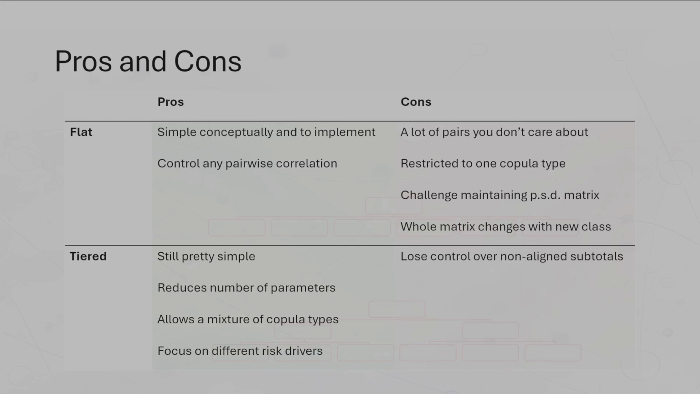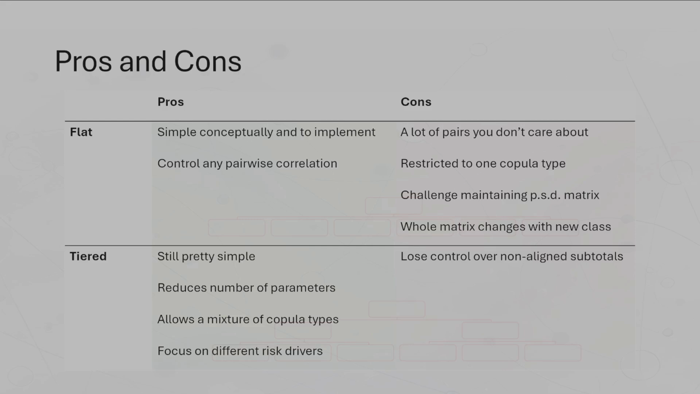When we think about the tiered approach, the pros are it's still a pretty simple approach. We saw the implementation in Python. It wasn't much harder. And it does greatly reduce the number of parameters. We saw when we were just dealing with 6 classes, it was the difference between 15 assumptions we had to pick when we were doing class-based modeling, and if we split it into 2 divisions, that goes down to 7. So we're kind of halving the number of parameters to pick there. That's even more dramatic as the number of classes increases.